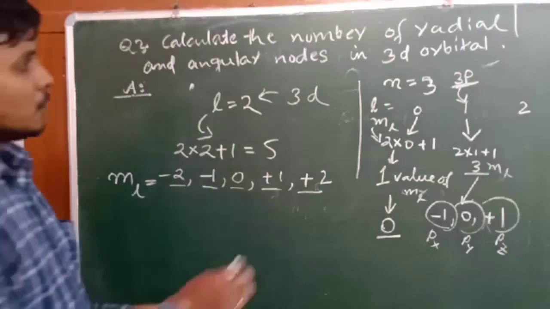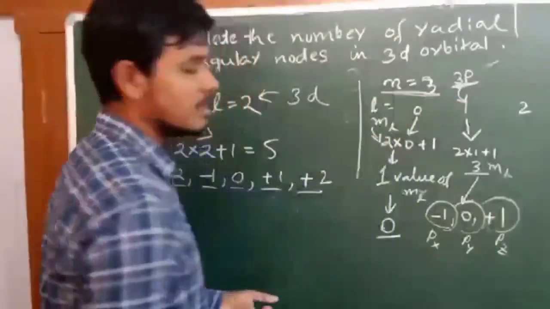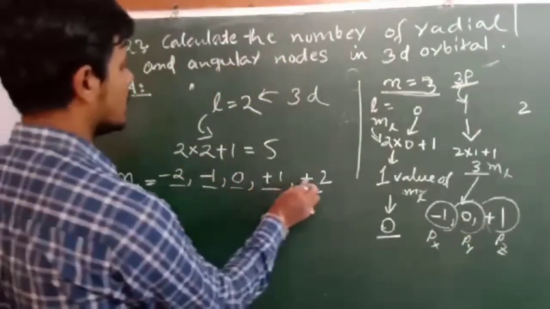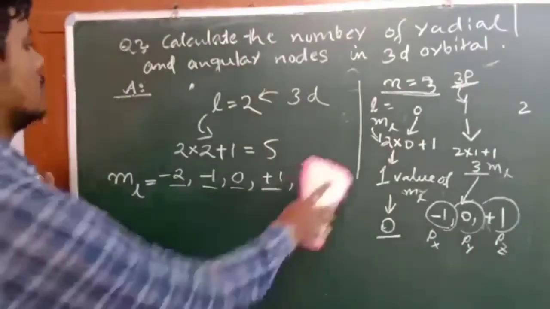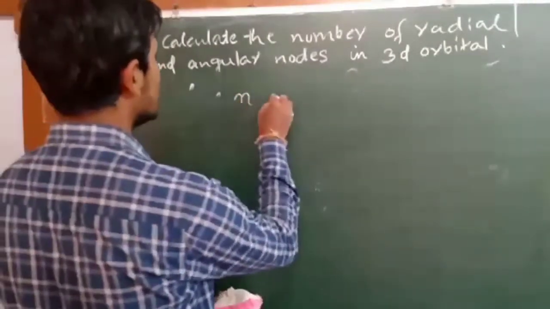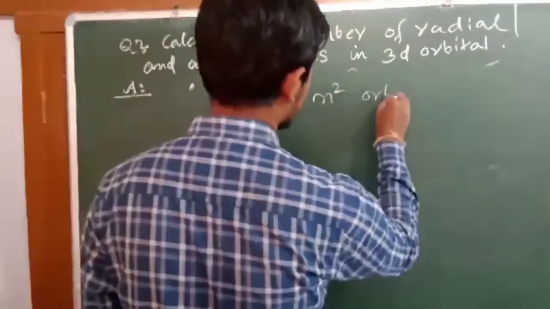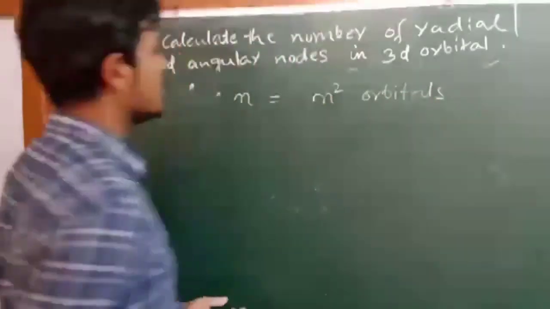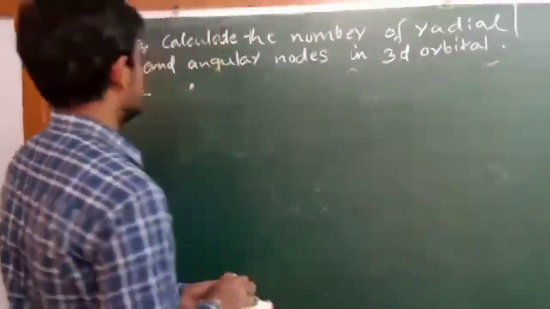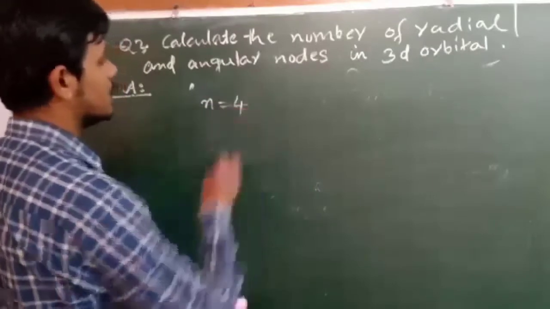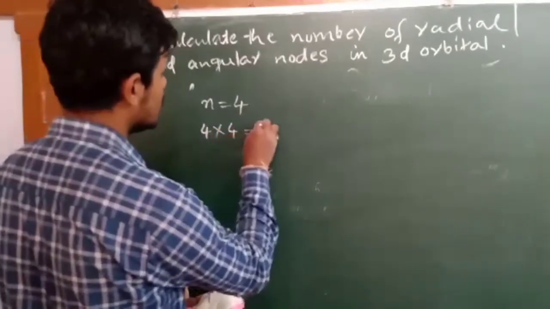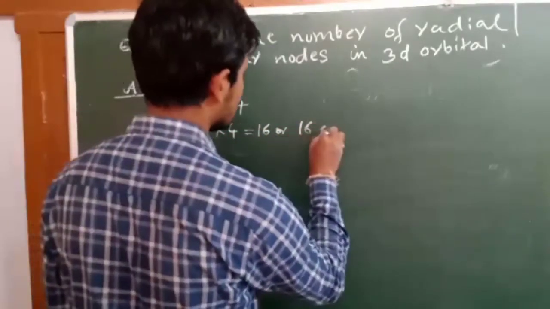Okay. So for n equals 3, I get 3 subshells and 1, 2, 3, 4, 5, 6, 7, 8, 9 orbitals. So to conclude, if the principal quantum number is n, there will be n square orbitals. So if we have n equals 4, that is the N shell, there will be 4 into 4 equals 16 orbitals.